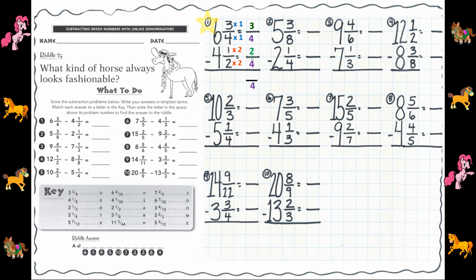3 take away 2 equals 1. Now I need to subtract my whole numbers. 6 take away 4 equals 2. Our answer is 2 1/4 because I can no longer reduce this answer. Question 1, 2 1/4. This matches with the letter T, so I'm going to put a T for question number 1.